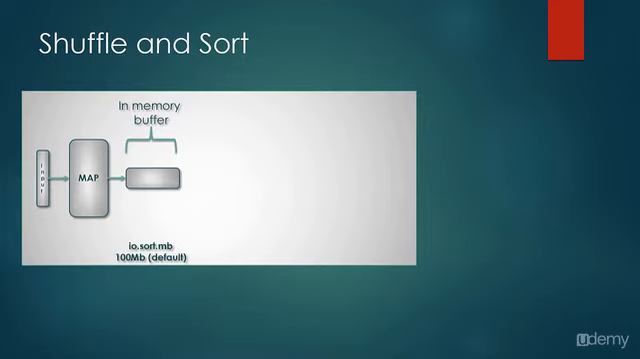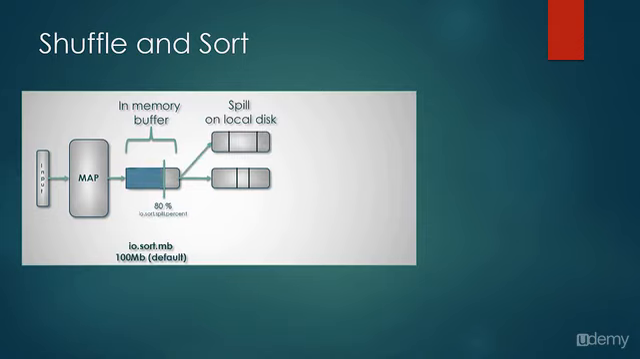As map writes, the buffer fills up, and when the buffer reaches a threshold, which is by default 80%, a background thread will start writing the buffer contents to the local disk. Map's output continues to be written to the buffer while the spill takes place. If the map has more output, it may fill up the buffer, and in that case, map would be paused for a while till the spill empties the buffer. After the spill is completed, map may again reach the threshold, and in that case, another spill would be written.